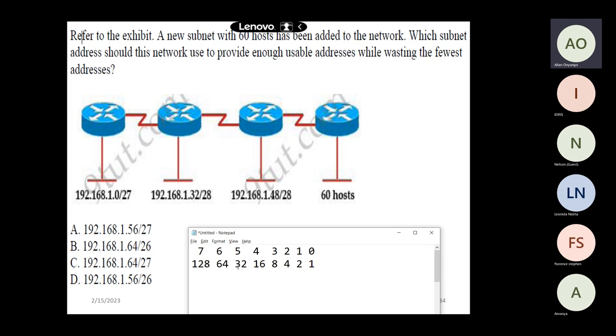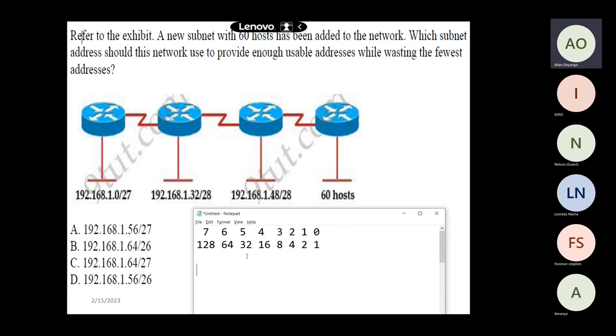Now, since we need 6 bits, we're going to reserve the 6 bits. So 1, 2, 3, 4, 5, 6. Everything else should be ones. You see that? Once you do that, then you're going to fill the remaining with ones here. 1, 2, 3, 4, 5, 6, 7, 8.